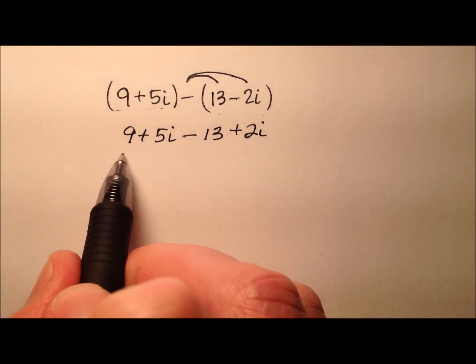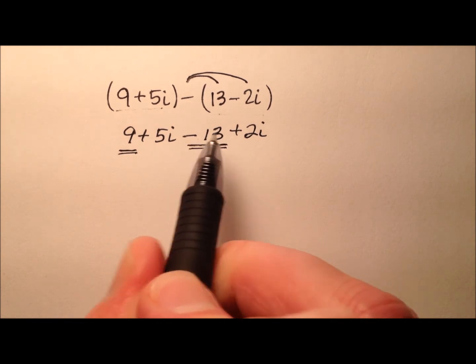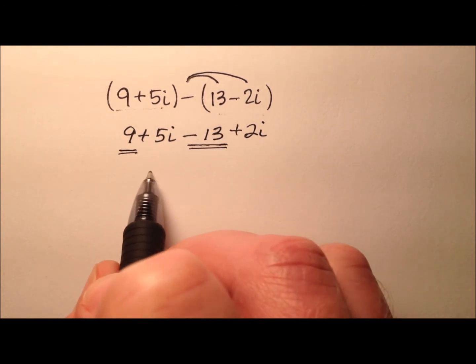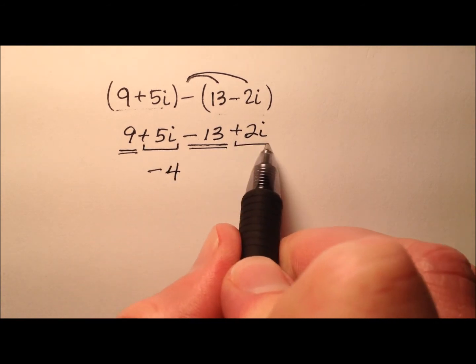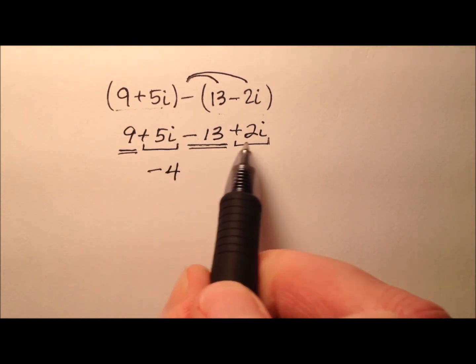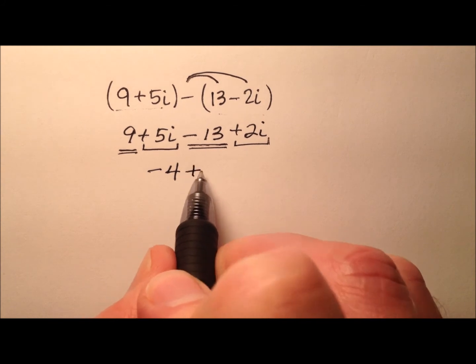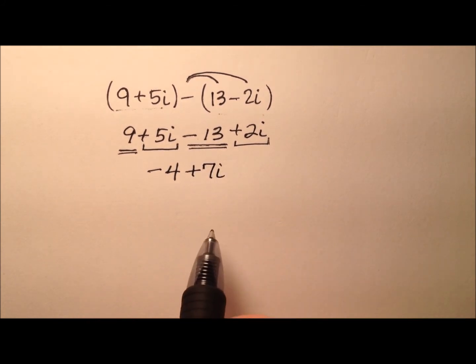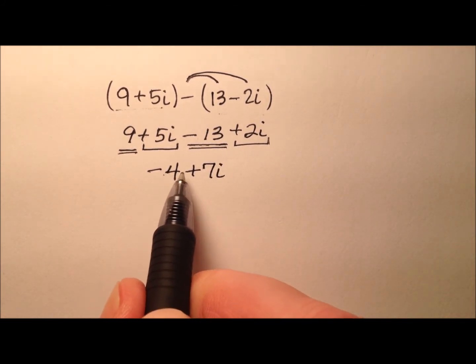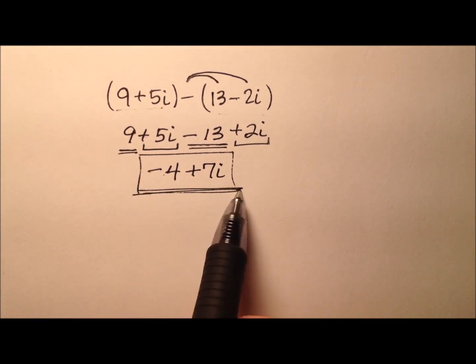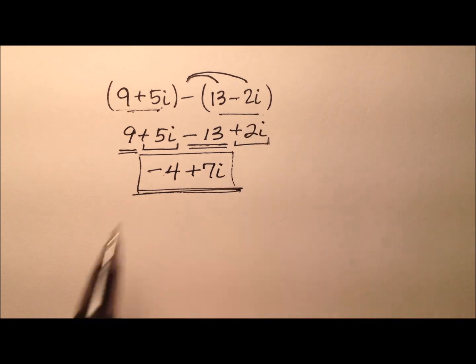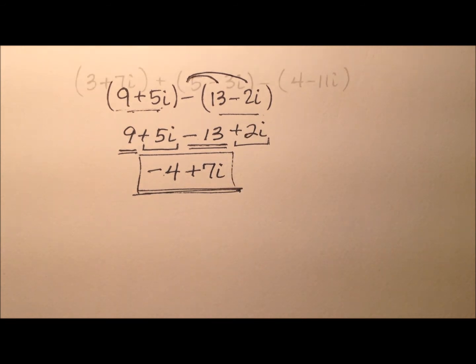At this point, now I can combine their real parts. So 9 minus 13 is negative 4. And then combine their imaginary parts. A positive 5i plus 2i will be plus 7i. And since I have it written in a plus bi form, I know that I'm done. And this is the difference of these two complex numbers.